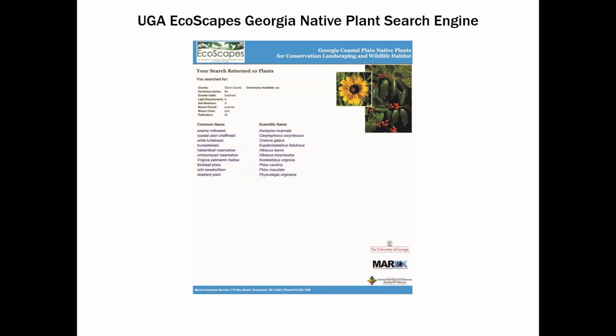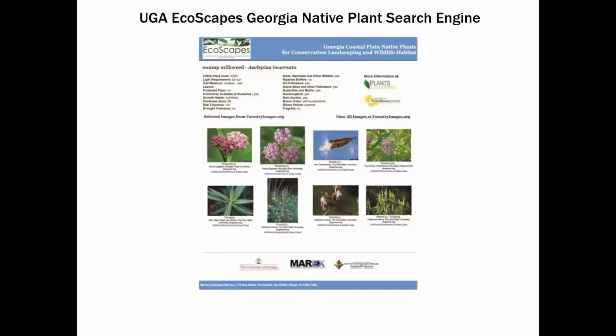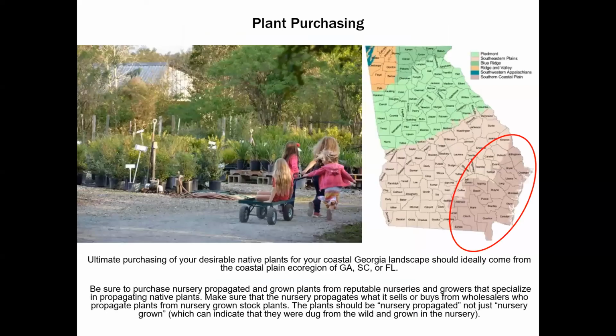And if you're not familiar with those species, you can select either the common or scientific name of the individual species, which will direct you to another page with photos and more information on the species. So that may help assist you in trying to just start querying what may be appropriate for your site conditions.